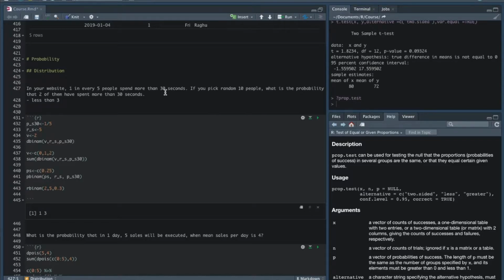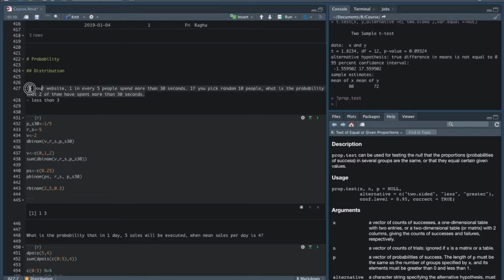So let's say the question here is, if you have a website and you know that 1 in 5 people spend more than 30 seconds on your website. Now the question is, if you pick random 10 of these people, what is the probability that 2 of them have spent more than 30 seconds? You want to understand this.